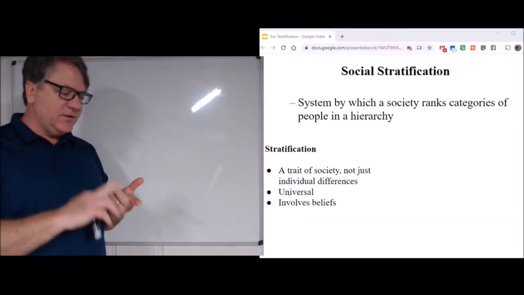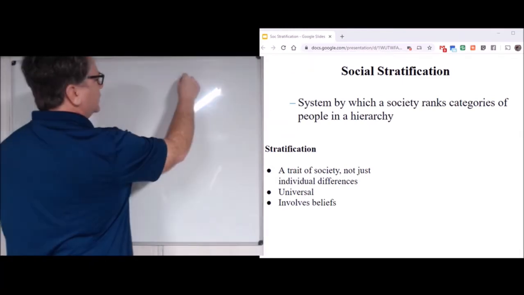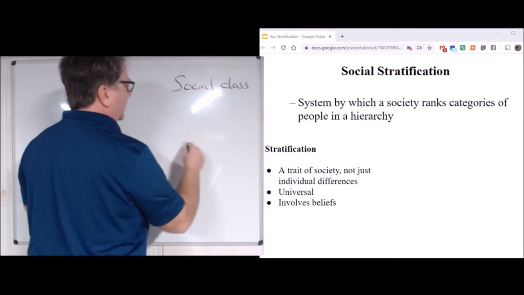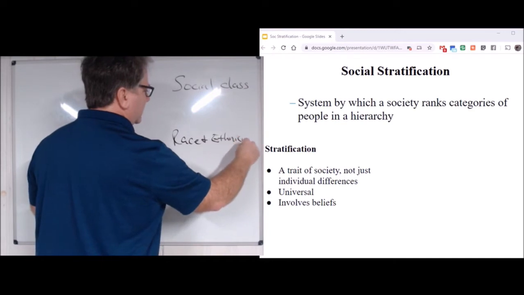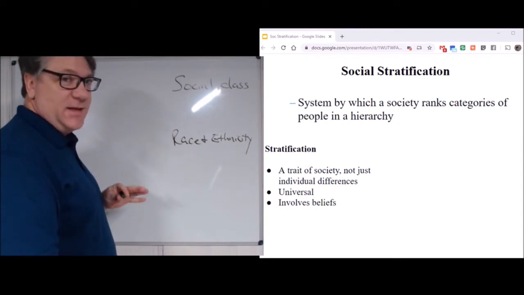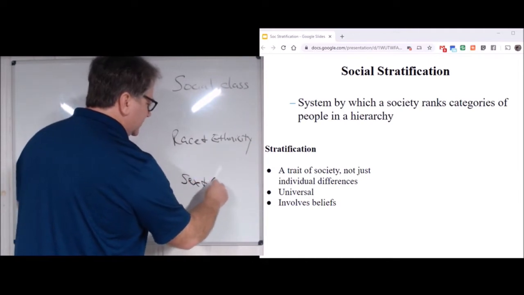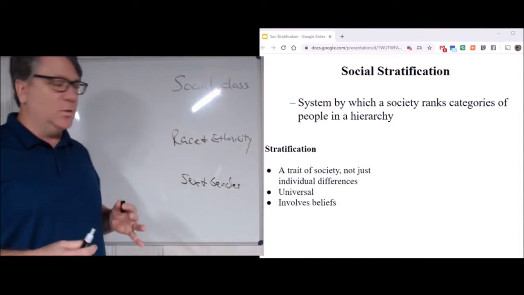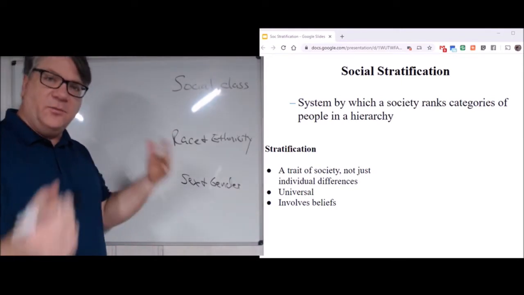So when we talk about stratification, we're talking about social class and race and ethnicity. I will do my best to write legibly. I know you missed that. We also are talking about sex and gender. And those are going to be the major topics that we're going to cover, as I mentioned, the next several weeks.